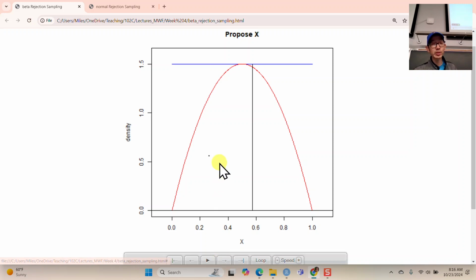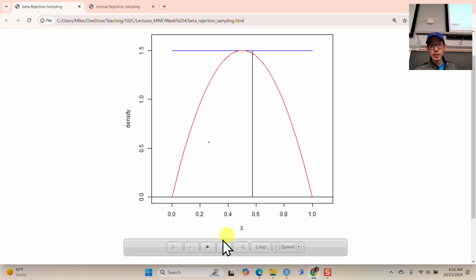And then we're going to propose another value. Here I propose a value over here, again random uniform between 0 and 1, so we're proposing something like 0.58. I'm going to generate a random u. Most of these values will get accepted. u has to be something like 0.99 for it to be rejected. Otherwise, 98% or whatever will get accepted.